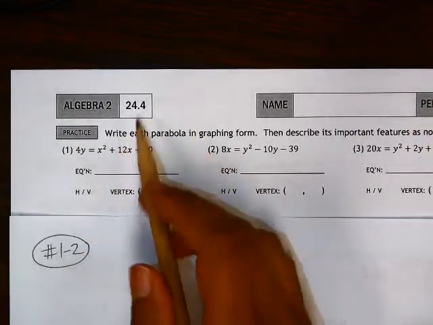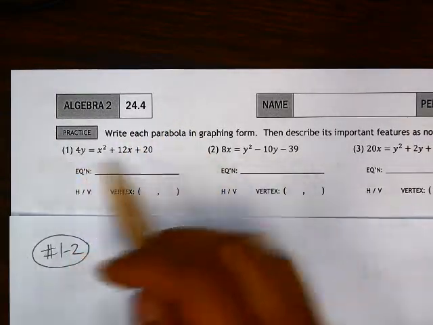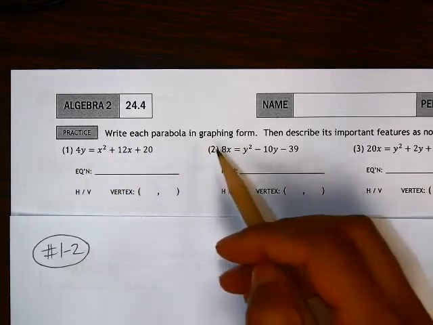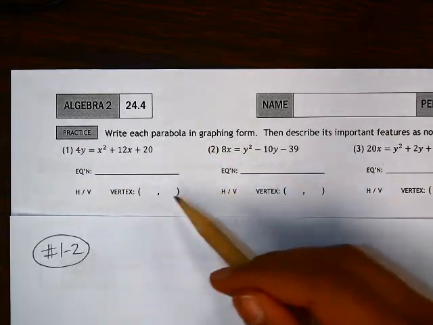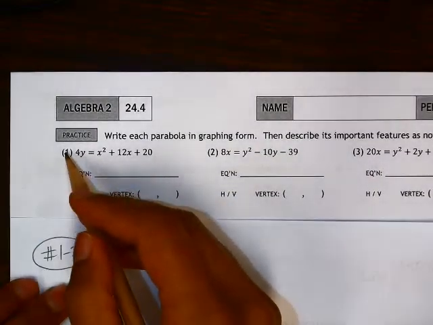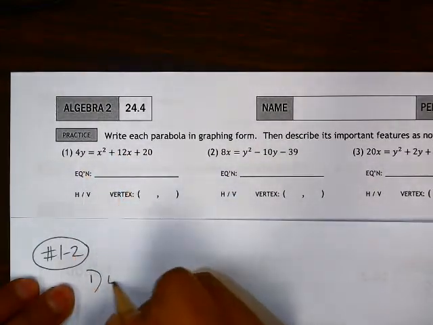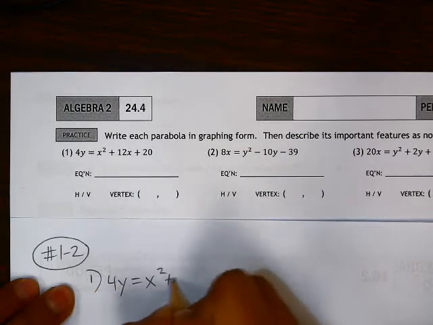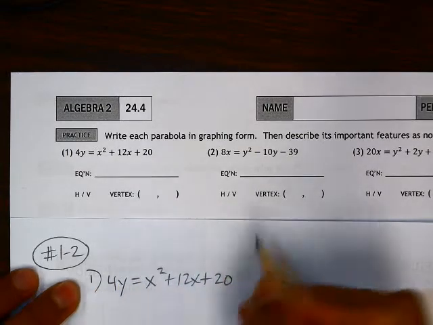All right, 24.4, I'm going to be doing number 1 and 2, which is to write each parabola in graphing form and then describe the important features that are listed here. So for number 1, we're trying to get this equation in graphing form.